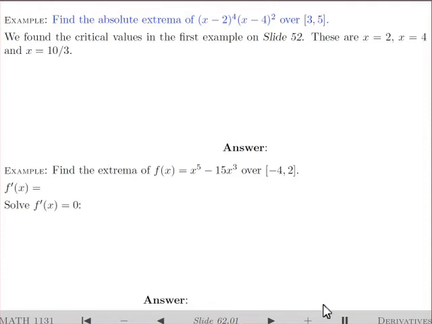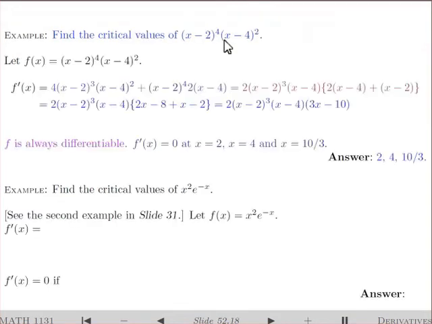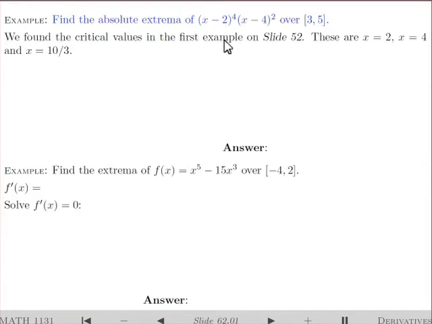Next, let's find the absolute extrema of (x minus 2) to the power 4 times (x minus 4) squared over the interval from 3 to 5. Again, we have done the hardest part, which is finding the critical values. They are 2, 4, and 10/3. Our interval is 3 to 5. 2 is too small. It's not between 3 and 5. But 4 and 10/3 are.